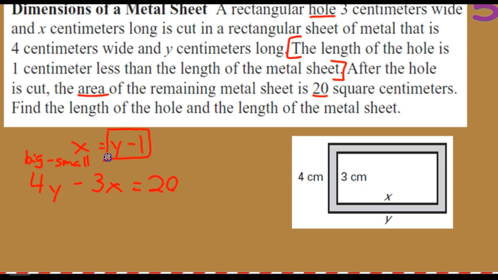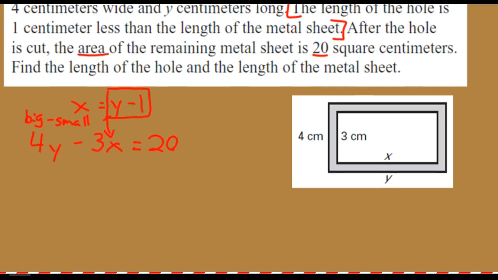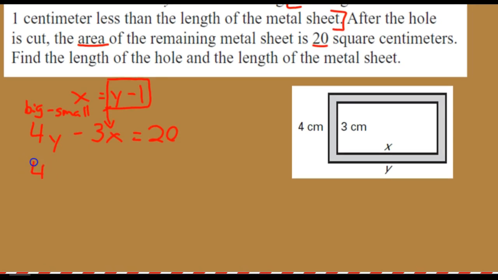So now we take this y minus 1 and plug it in for x here, which we get 4y minus 3 times y minus 1 equals 20. So 4y minus 3y plus 3 is going to equal 20.